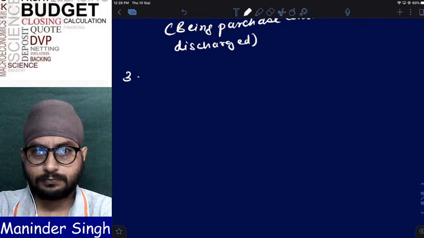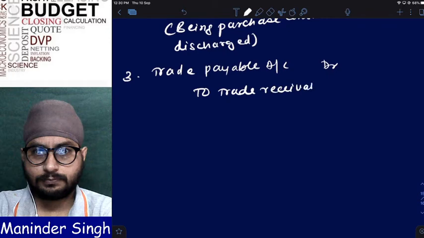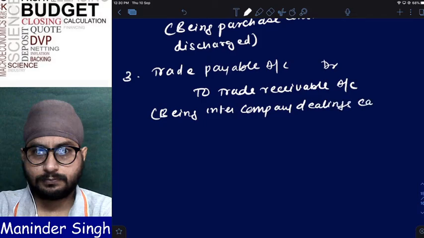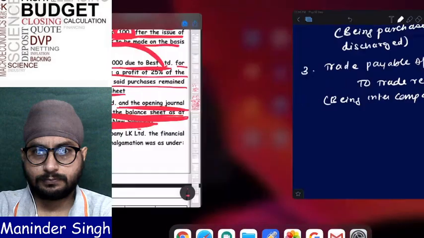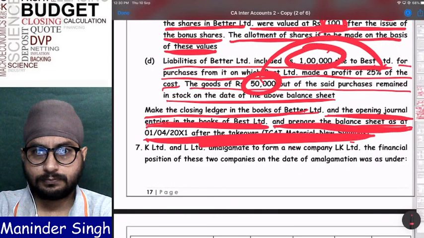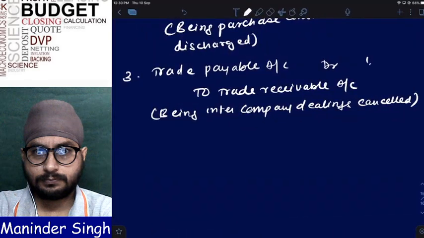Eliminate. To eliminate intra-group transactions, should trade payable be debited or credited? Debited. Trade payable account debit to trade receivable account, being intercompany dealings cancelled. Clear? How much? 1 lakh rupees. Clear? 1 lakh.